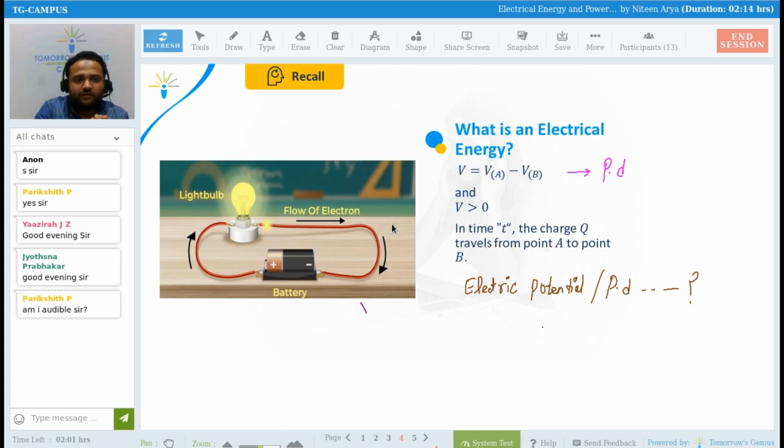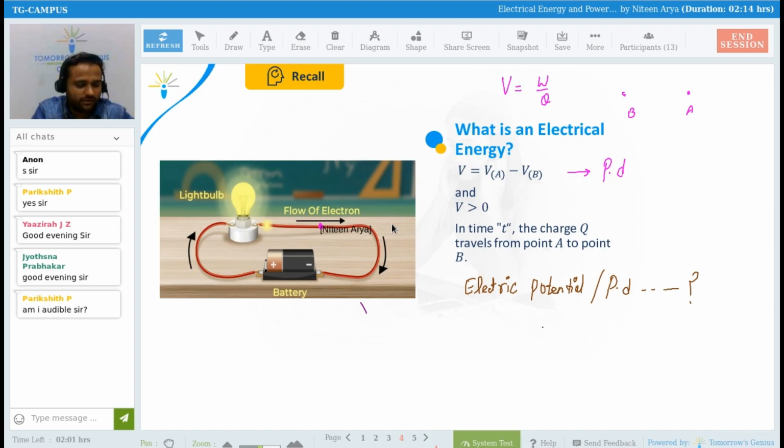See, potential difference is simply V, which is W by Q. Everyone got it? What is the meaning of that? For a unit charge, to move a unit charge from any particular point A to point B is going to be potential. Now, for a single point, because there is a difference, what is the meaning of difference?